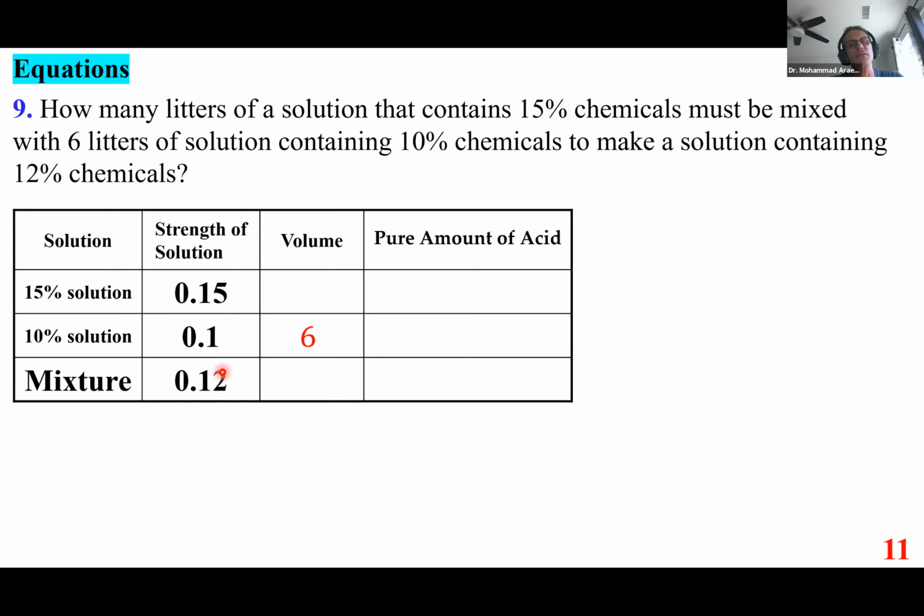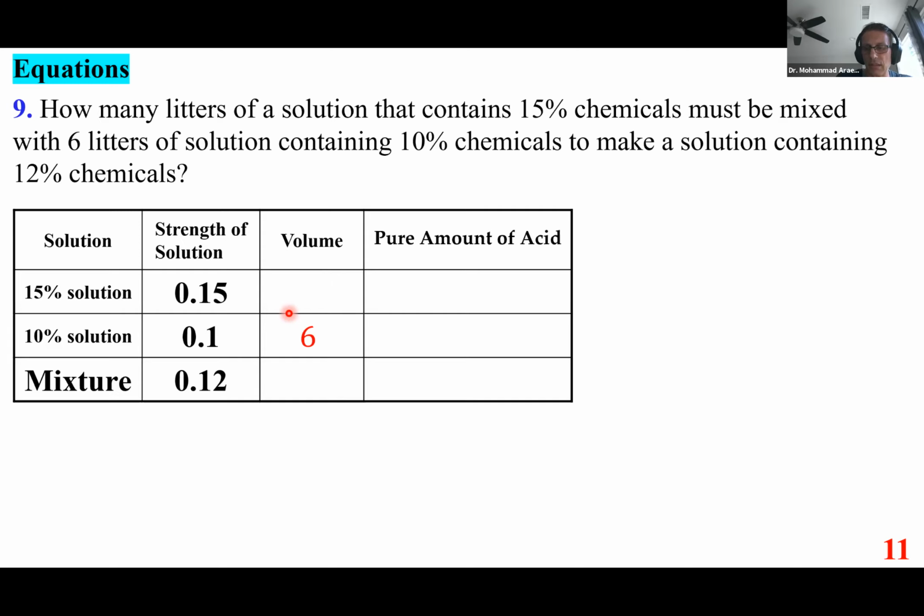One thing I want to emphasize, this number will always be between these two, otherwise we've made a mistake. The mixture must be between the two, can't be larger than the largest one, can't be smaller than the smallest one, so must be somewhere in between. And so which one is given? Well, we know the 10%, we have 6 liters of that. But what about the 0.15 or 15%? We don't know how much we need.